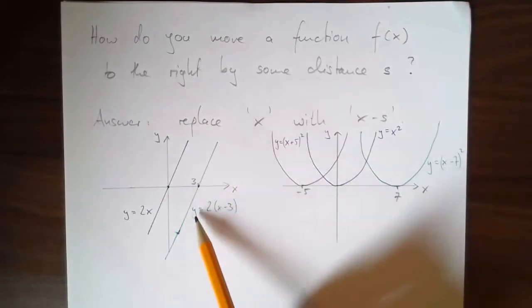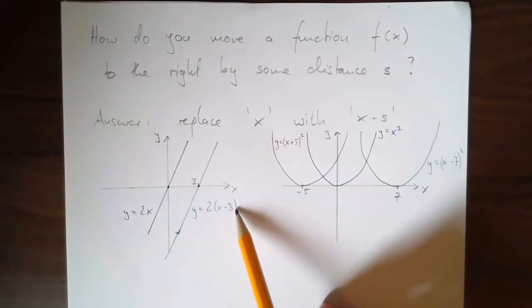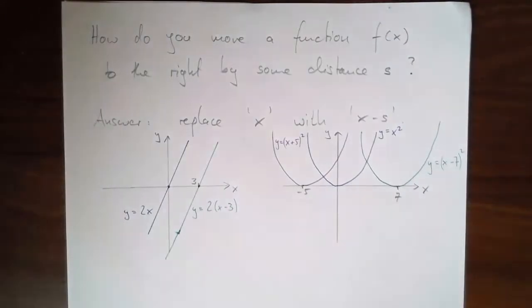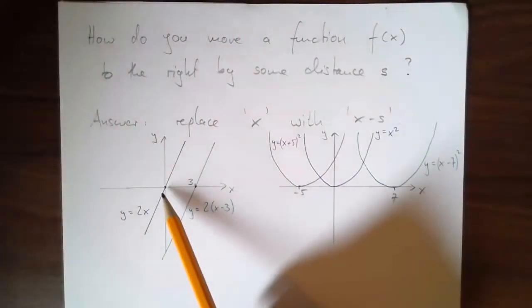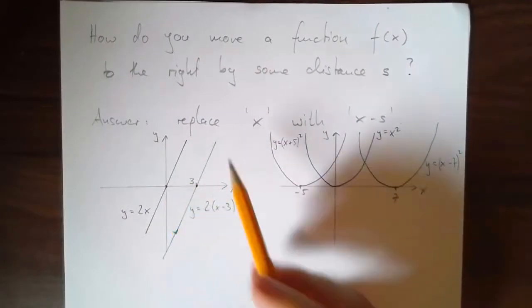So what do I do? I go y equals 2, and then I replace x by x minus 3. Now you can check that, right? How might you check it? Well, you can think of it this way. Imagine I want to figure out what happens at the value x equals 4.